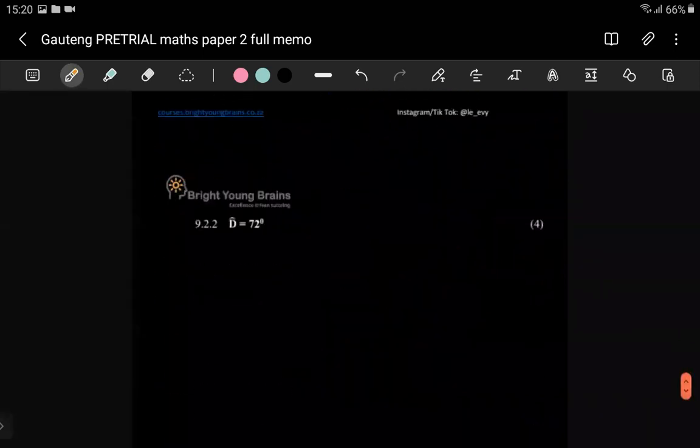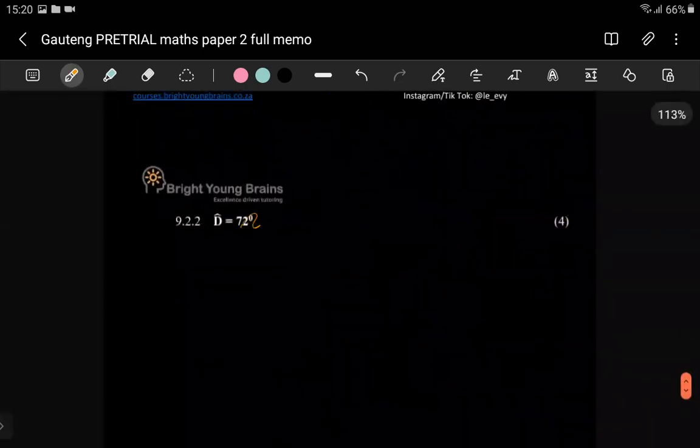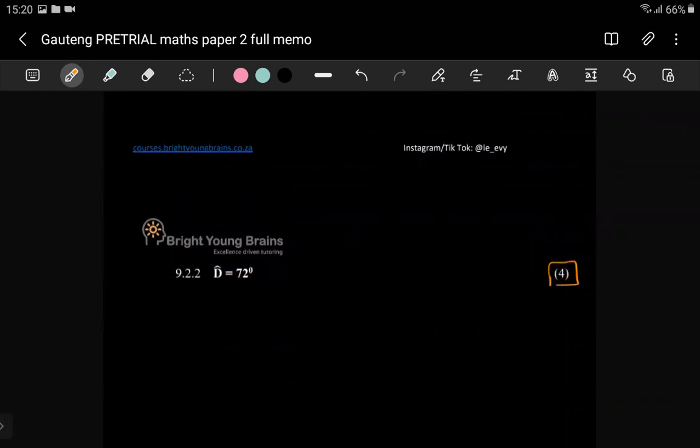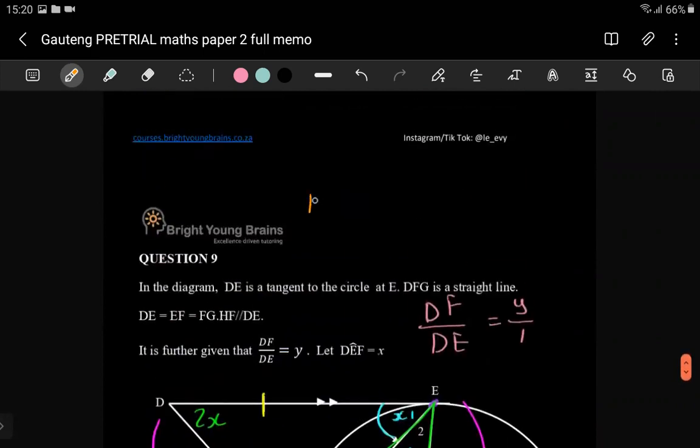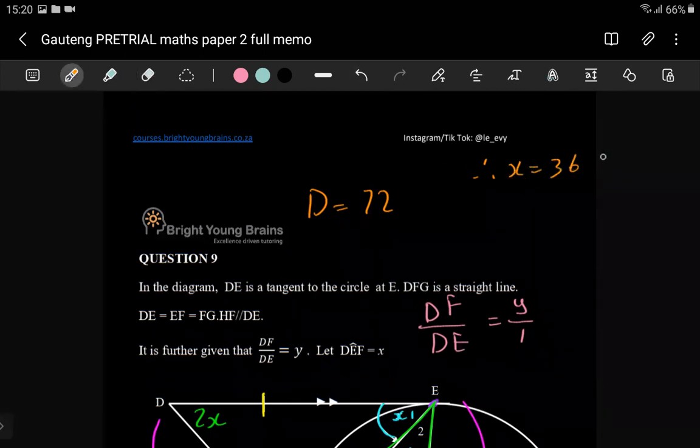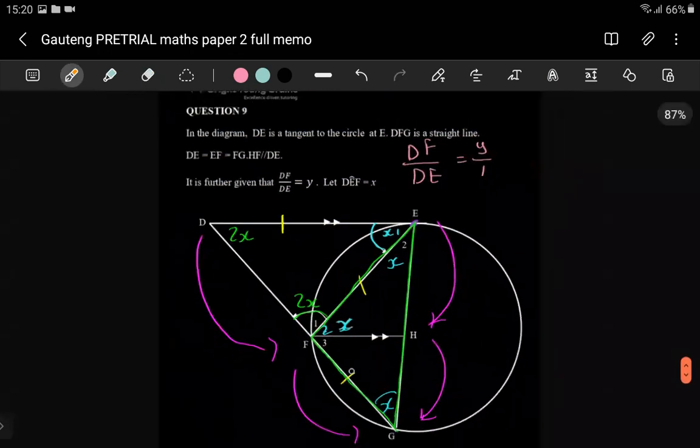Orange. So they want us to show that D is equal to 72 for a 4-mark question. Well, the crazy thing with this kind of a question is that we don't have any dimensions, but they want us to show that D is equal to 72. If D is 72, it means that X would be equal to 36 some way, somehow. Because remember, we have shown that D is just equal to double of whatever X is. We showed it, you see.